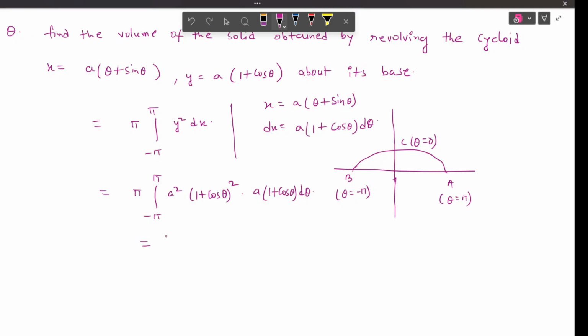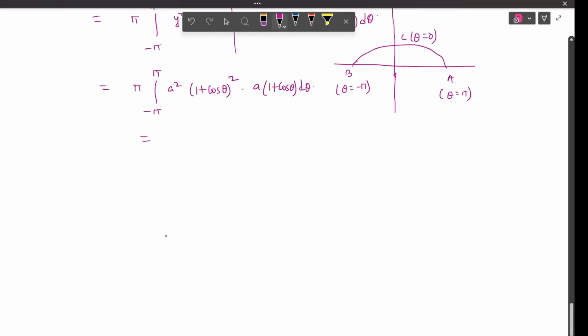So this would be a square into a, that is a cube. So it would be pi a cube, and this is from minus a to a. So it would be twice 0 to a. This is your (1 plus cos theta) square and into (1 plus cos theta). So it would be (1 plus cos theta) cube.